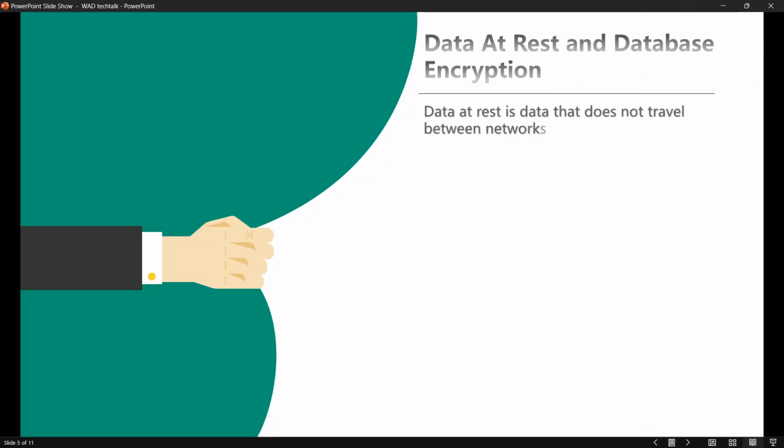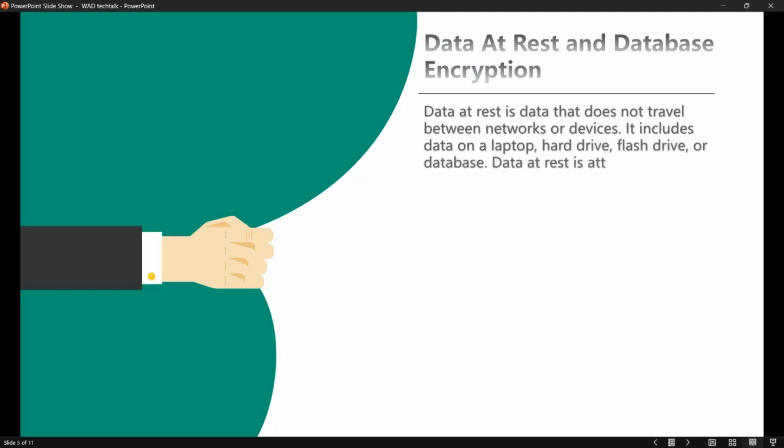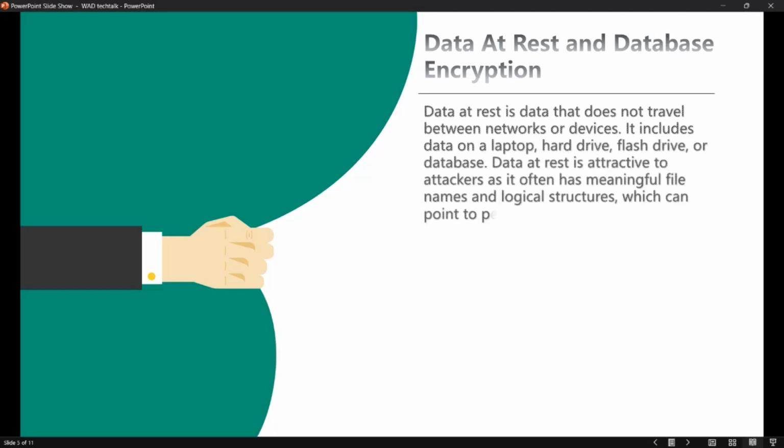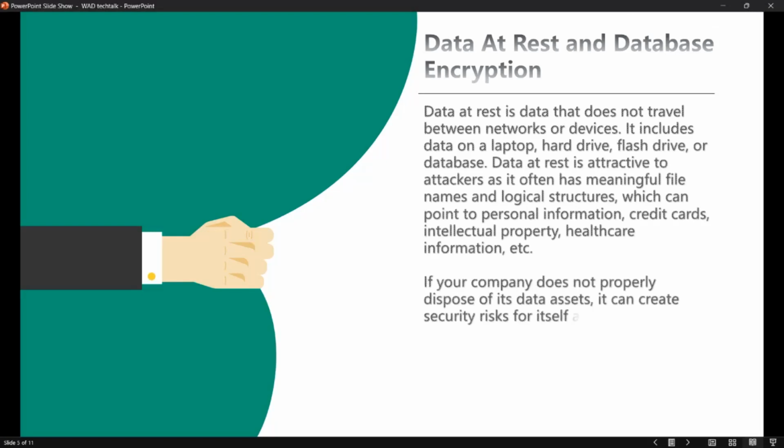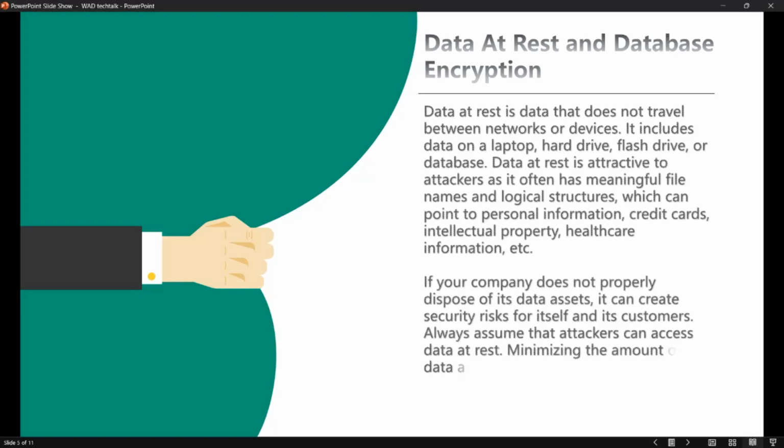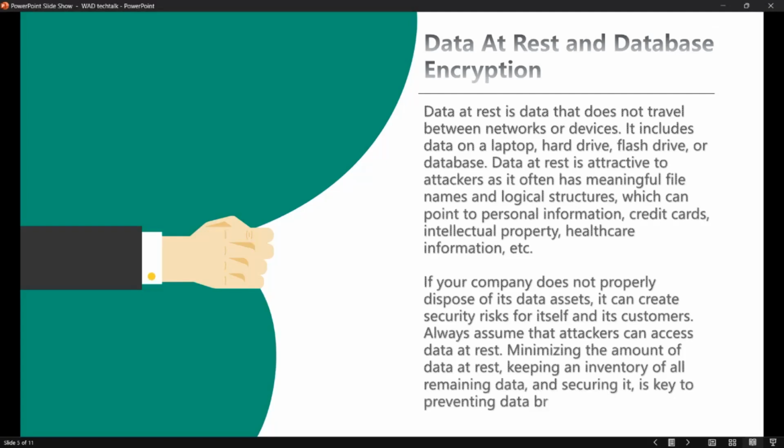Data at rest and database encryption. Data at rest is data that does not travel between networks or devices. It includes data on a laptop, hard drive, flash drive, or database. Data at rest is attractive to attackers as it often has meaningful file names and logical structures which can point to personal information, credit cards, intellectual property, healthcare information, etc.